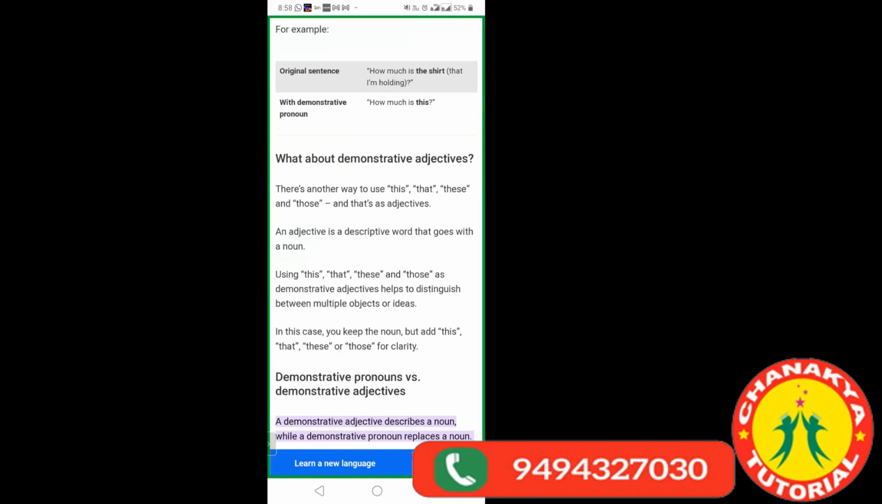That girl is looking beautiful. The girl is looking beautiful. In the sentence, the girl is a noun, and how is the girl? She is looking beautiful. So we are describing how the noun is, right? When we describe how the verb is, that is an adverb. When we describe how the noun is, that is an adjective. Am I right?